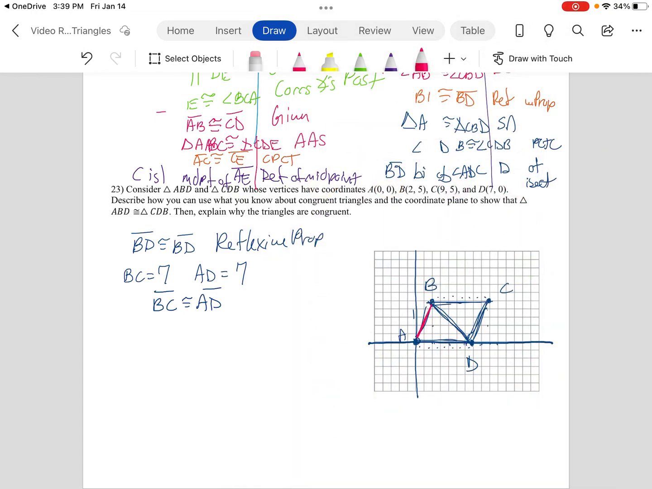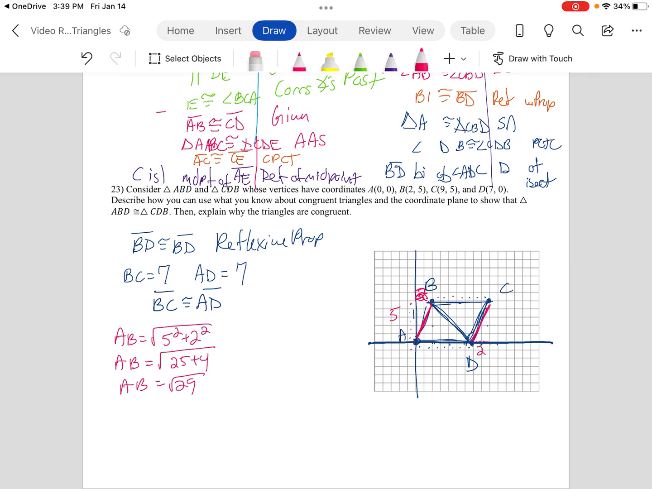Last but not least, I need to find these distances. Now, you can use distance formula and use the points, or you can use Pythagorean theorem. 1, 2, 3, 4, 5. So one side is 5, and the other side is 2. So I know the distance from A to B is going to be the square root of 5 squared, which is the distance between my y's, plus 2 squared, which is the distance between my x's. 25 plus 4, the distance from A to B is equal to radical 29.